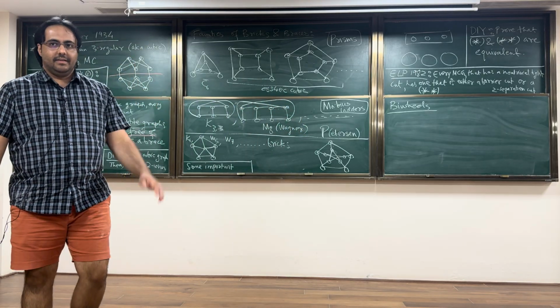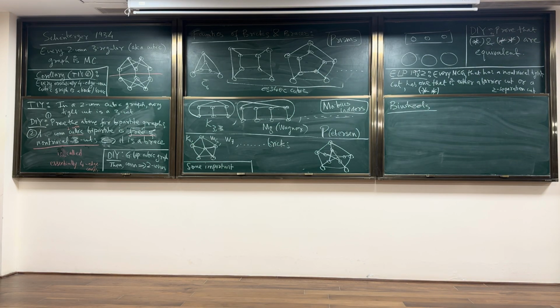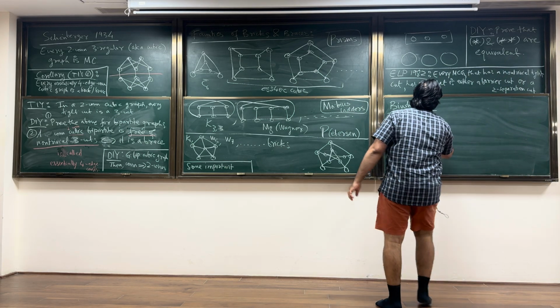So it's like a wheel, but the bi should mean something, right? So it's a wheel with two hubs, a black hub and a white hub. The black hub joins to the white vertices, the white hub joins to the black vertices. So I have an even cycle.